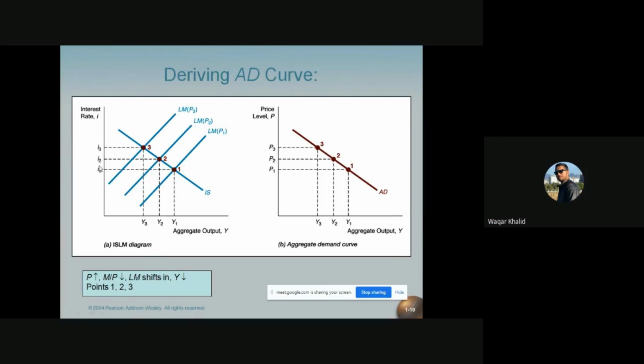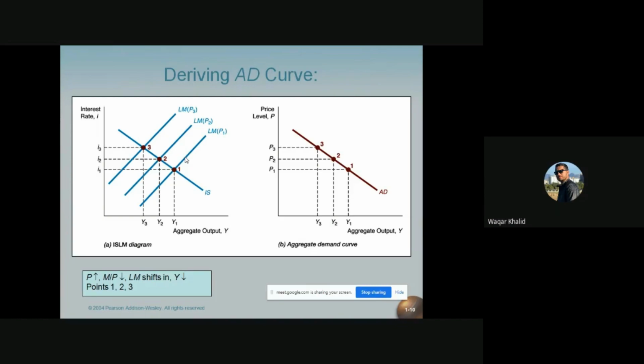But look at the interest rates. The interest rates are increasing from I1 to I2 and then from I2 to I3. So we can analyze what happens in the ISLM diagram when the price level changes. We have three price levels. P1 is the original price level, P2 is the second, and P3 is the third price level. So this panel actually contains the ISLM diagram for a given value of nominal money supply.